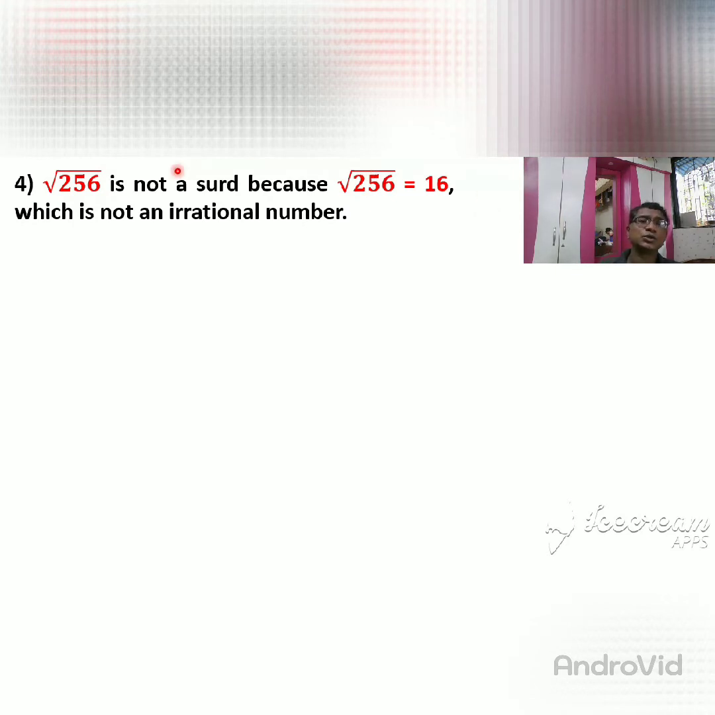See, the square root of 256, no order is written, so that is 2. So we know the square root of 256 is 16. So it is a rational number. If a number is rational, then it is not a surd. So it is not a surd.